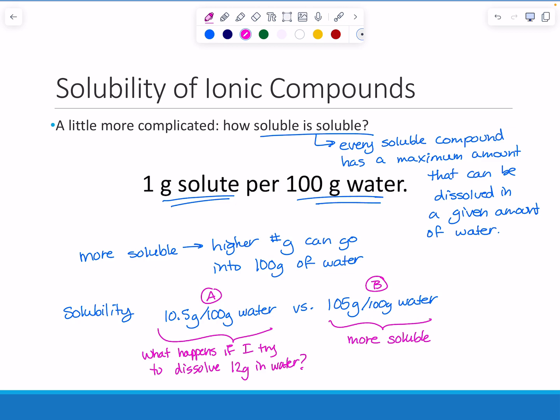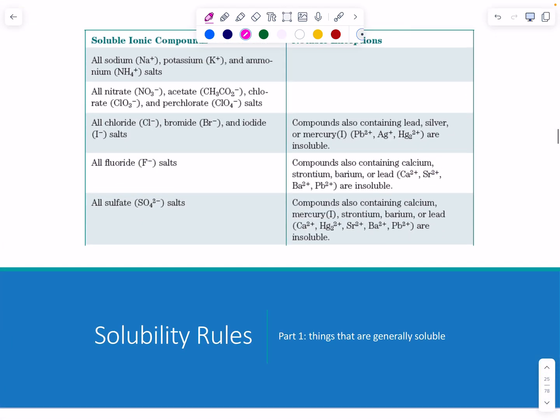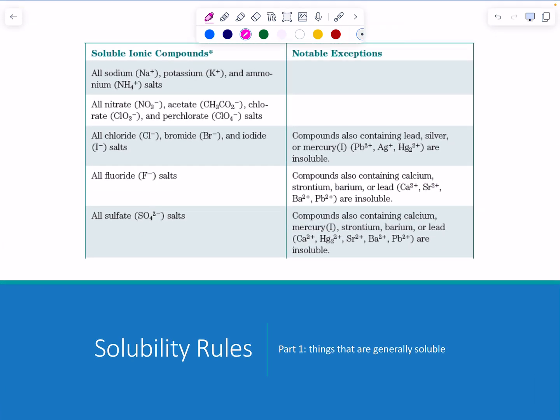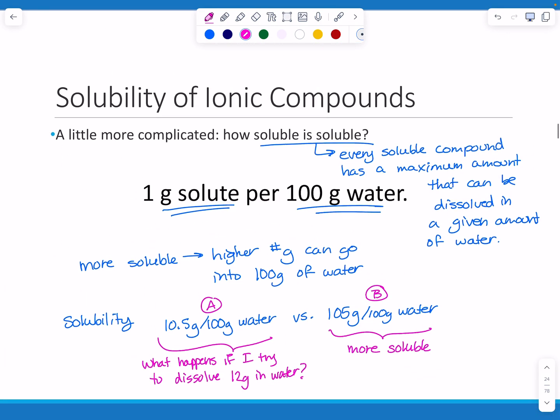So, all right. How do we know whether something is soluble? Okay, so solubility is the degree to which something is soluble.